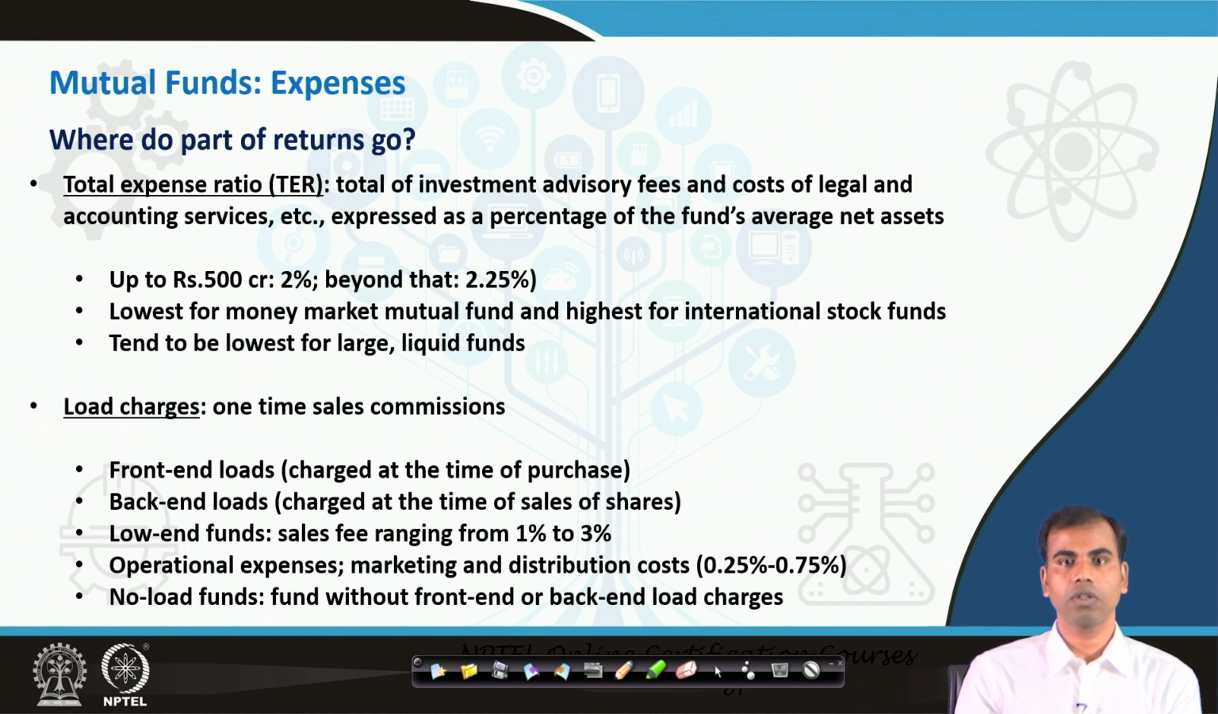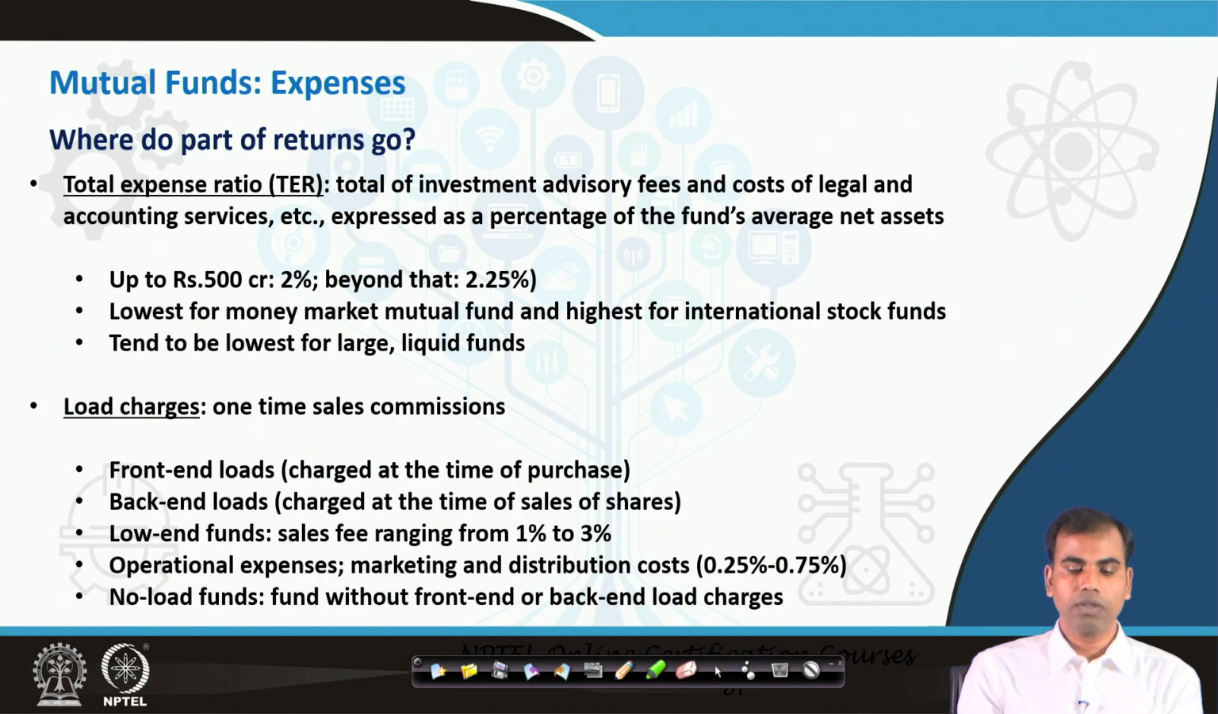The TER, the total expense ratio, becomes the lowest for money market funds because they do not require a lot of money management tools and efforts, and it is highest for international stock funds because they require a lot of research and inputs on the part of the management of the fund. Typically, the total expense ratio tends to be lowest for large and liquid funds because it essentially requires a lot of turnover and churning of portfolio. That is why management of the fund charges a high fee.